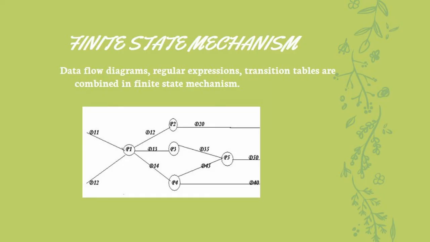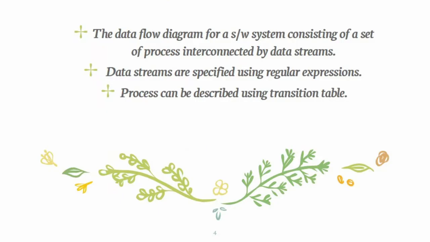Data flow diagram, regular expression and transition tables are combined in finite state mechanism. This figure depicts the data flow diagram for a software system consisting of a set of processes interconnected by data streams. Each of the data streams can be specified using a regular expression and each of the processes can be described using a transition table.